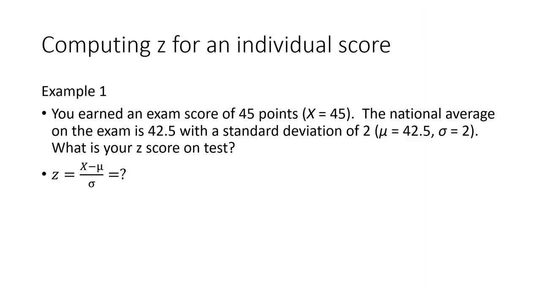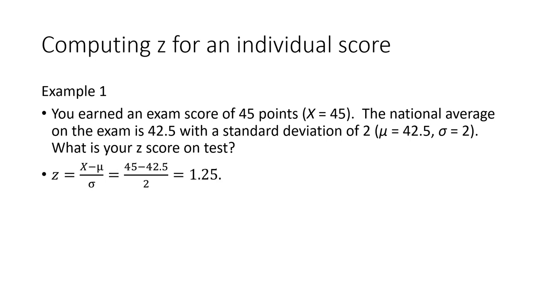Now, sometimes I'm not going to give you the z-score, and instead I'm going to give you the raw score. And so you then need to convert the raw score to a z-score. So in this example, let's say you took an exam and you earned 45 points. So your X score, your X is 45. The national average is 42.5 with a standard deviation of 2. Now compute your z-score. You can pause to see if you can figure it out.